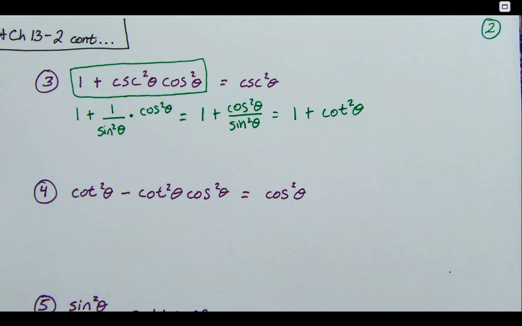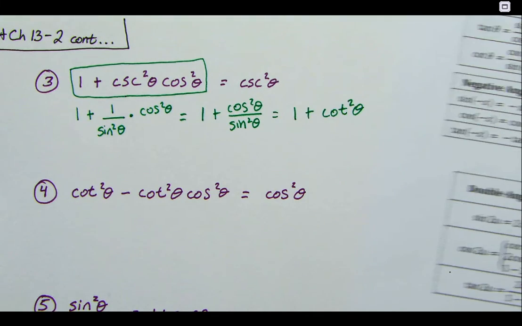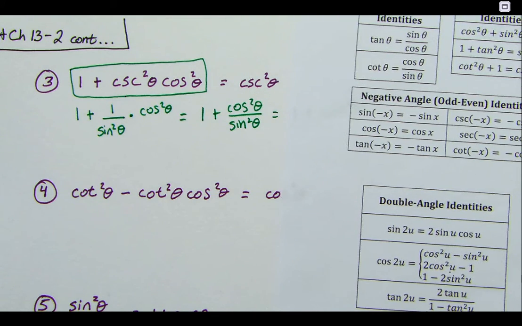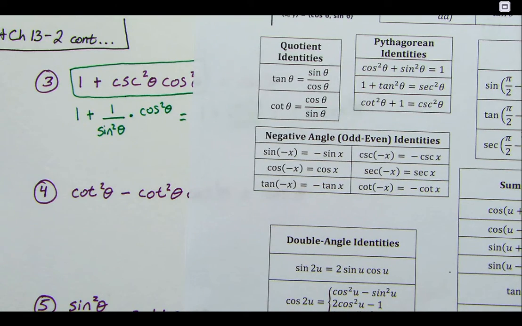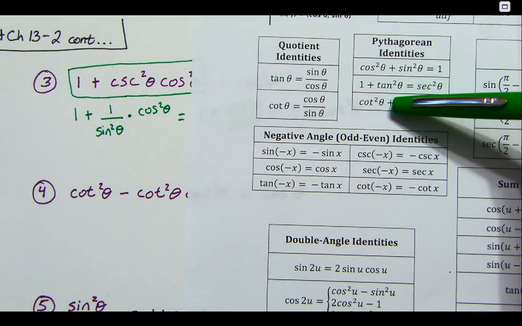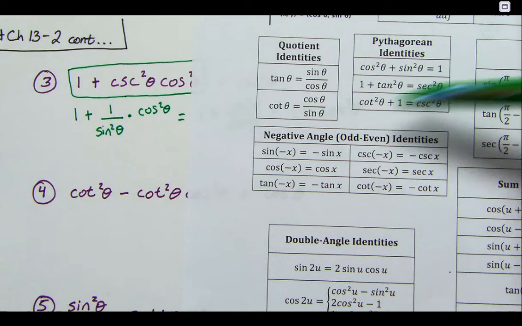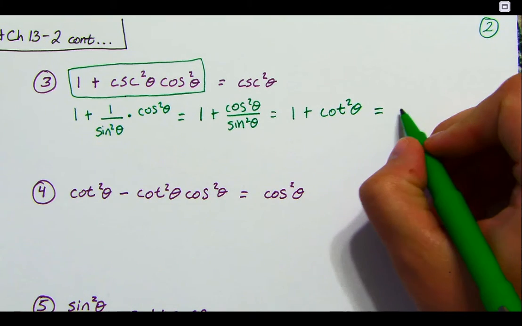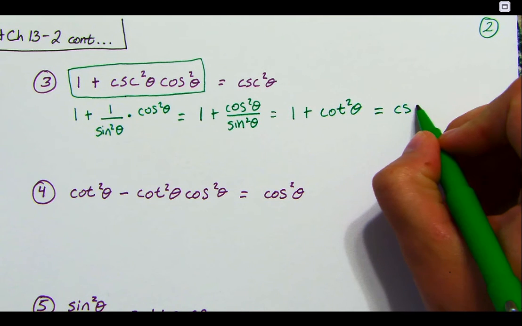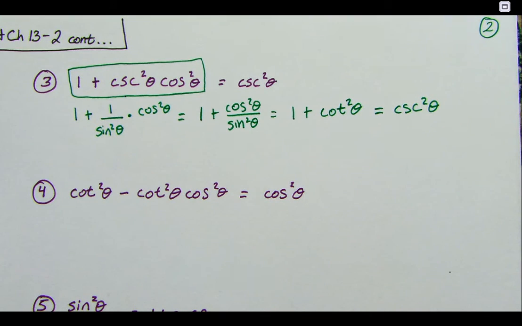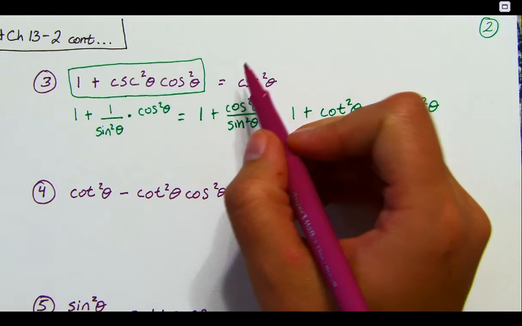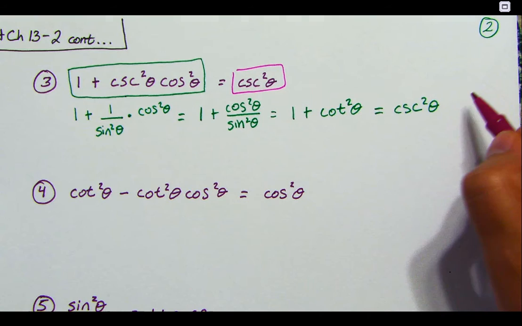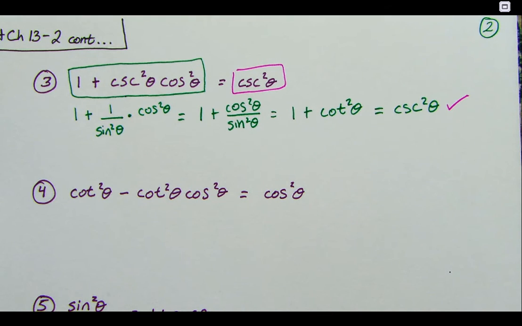And that reminds me of a Pythagorean identity, so I'm just going to check my cheat sheet here. And it looks like it's going to match this one. So that means that I can replace it with the cosecant squared theta. And now my two sides match. So again, we were hoping to get this, and we did. So we verified the identity.